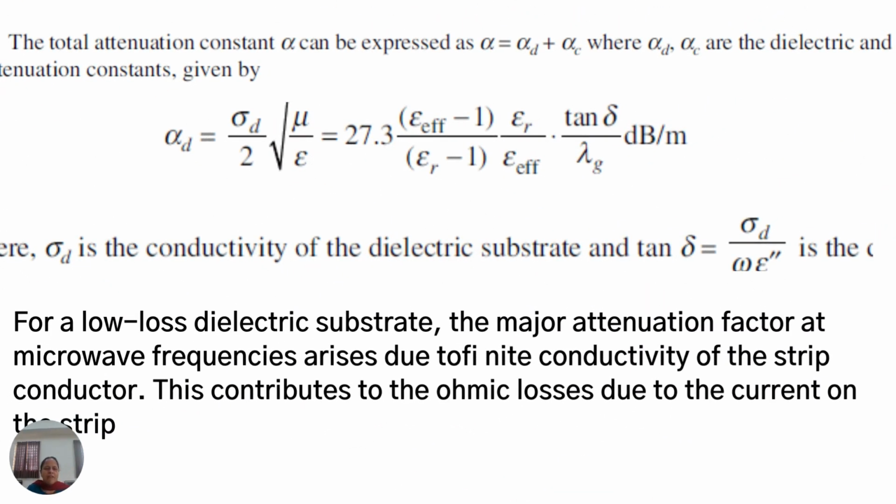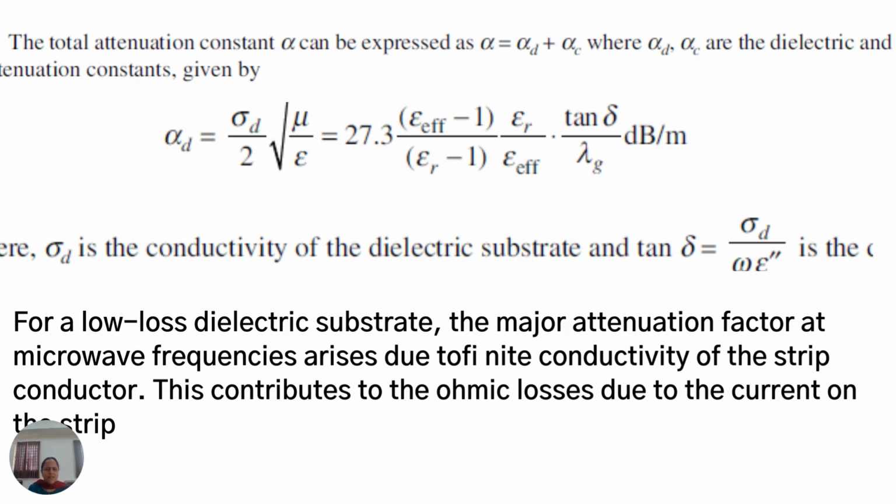So how do we find alpha D? The total attenuation constant alpha can be expressed as alpha D plus alpha C. Alpha D stands for attenuation due to the dielectric material, and alpha C stands for attenuation due to the conductor material. So alpha D can be found by sigma D by 2 root of mu by epsilon, which is again expanded. Sigma D is the conductivity of the dielectric material, and tan delta is nothing but sigma D by omega epsilon double dash, which is the loss tangent.